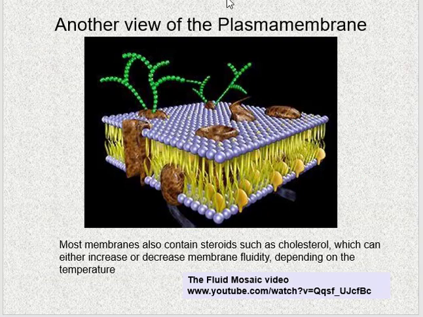This slide just shows you another look at the plasma membrane and how it's structured. And if you want to learn a little bit more about the plasma membrane, go ahead and check out this fluid mosaic video, and it will definitely help you piece these things together.